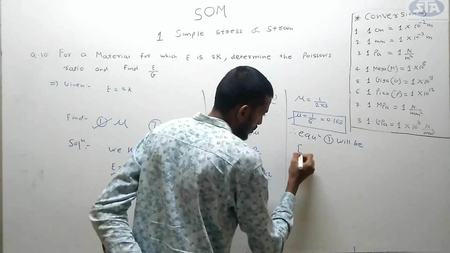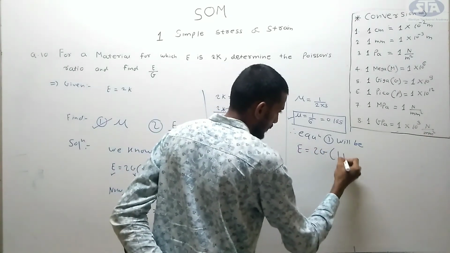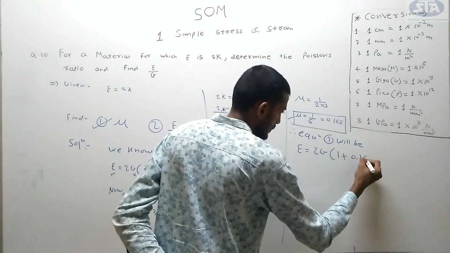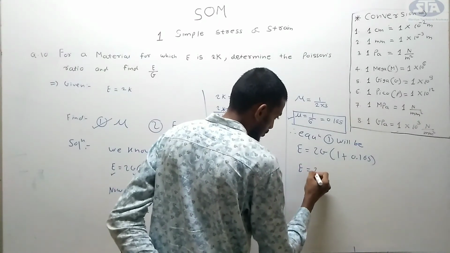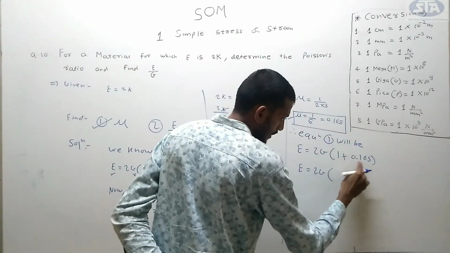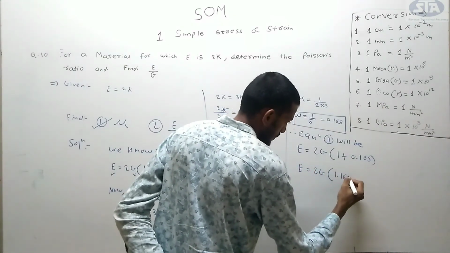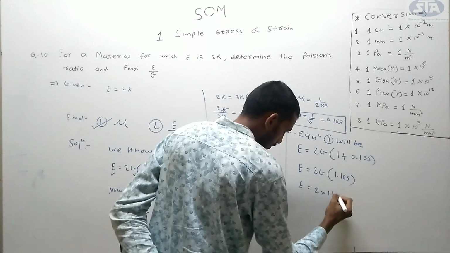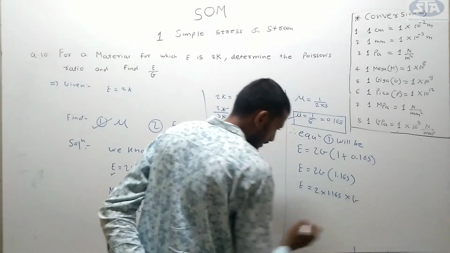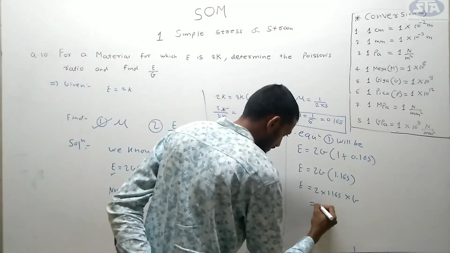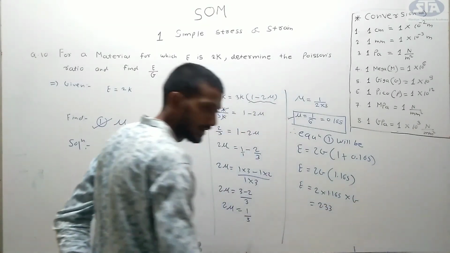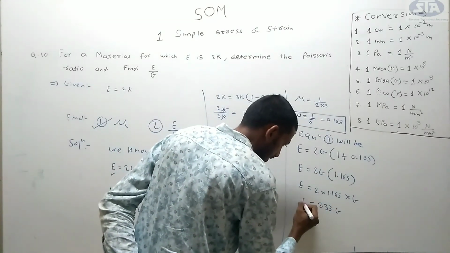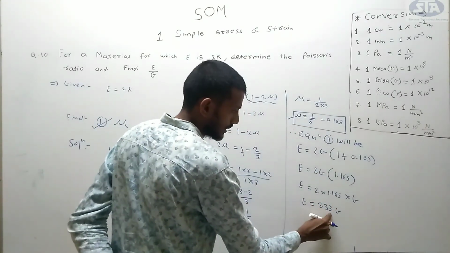Now if we put this value of mu in equation number 1, then E is equal to 2G into 1 plus mu. The value of mu is 0.165, so E is equal to 2G into 0.165 plus 1, that is 1.165. So E is equal to 2 into 1.165 into capital G. When we multiply these terms, we get 2.33 into G, that is E is equal to 2.33 into G.